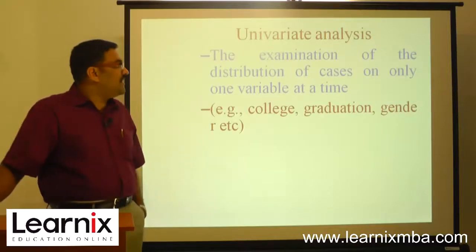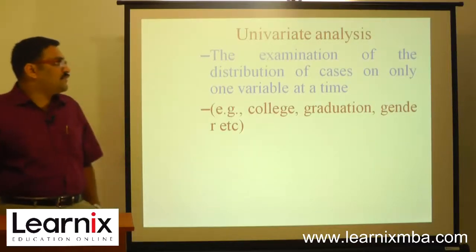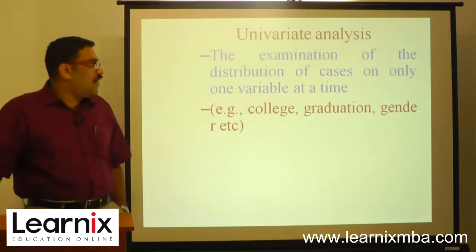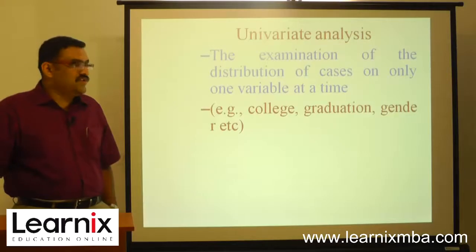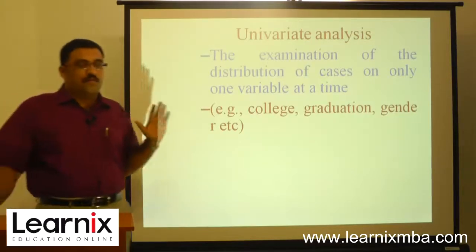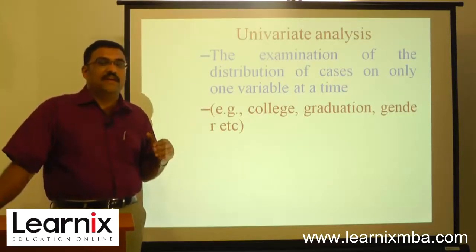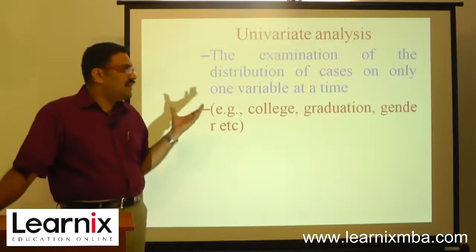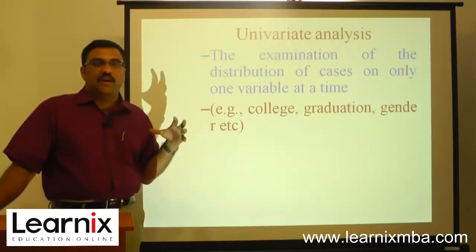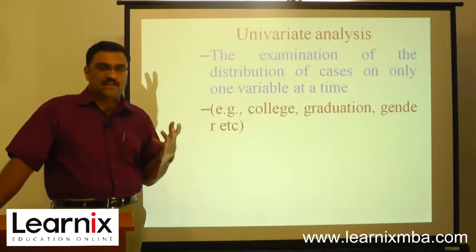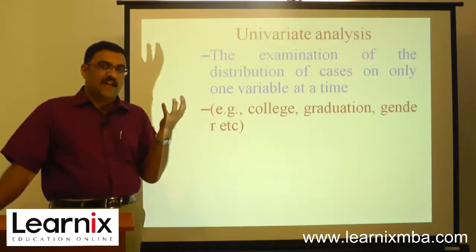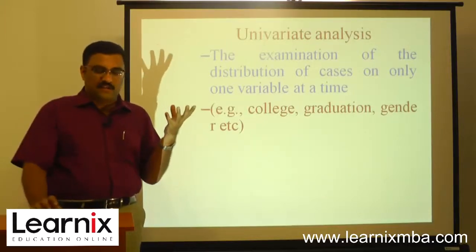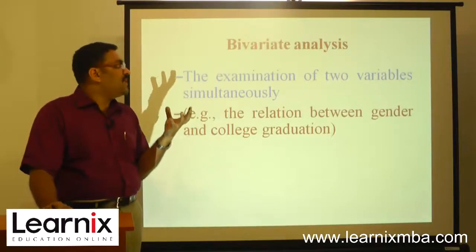Univariate analysis is the examination of the distribution of cases on only one variable at a time. That means, for example, college graduates. While doing the analysis, we take a single variable into account. If we want to just study the college, we may discuss how many branches and how many departments are in that college. So we take a single variable alone and analyze that. This is called univariate analysis.